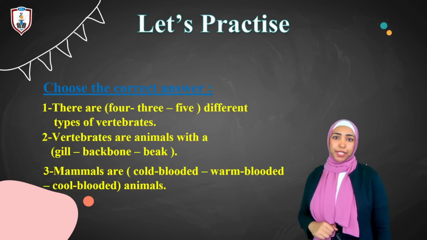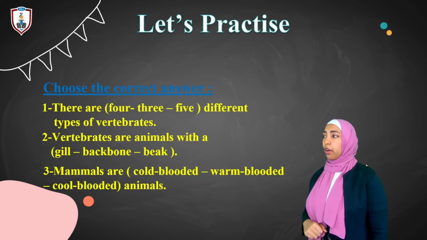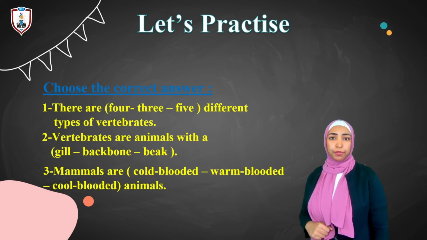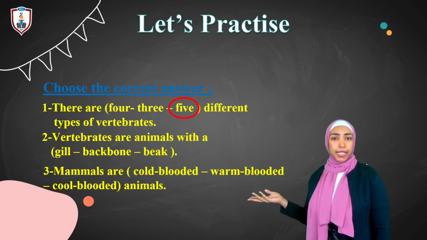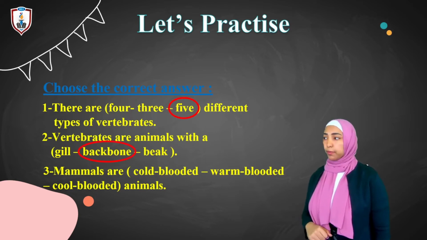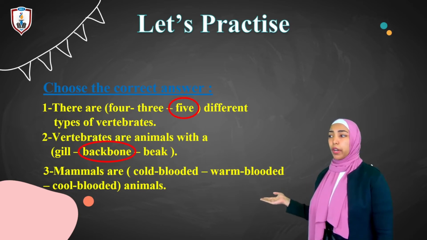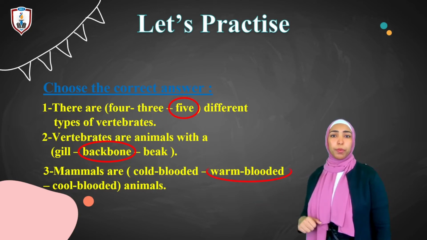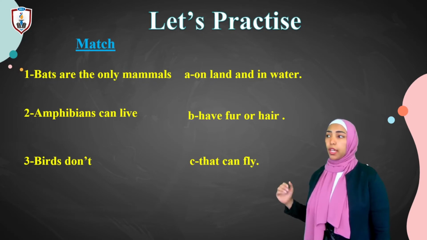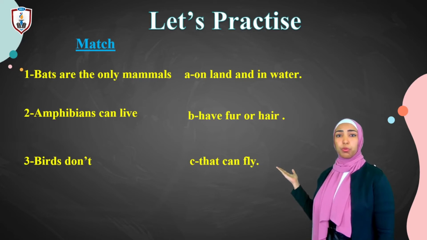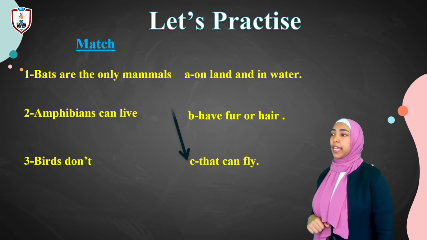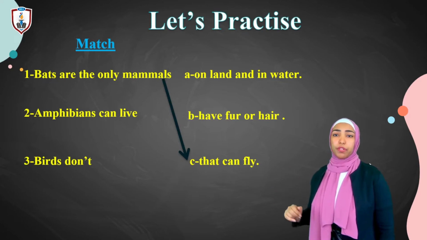And now let's practice some questions. Number 1, there are different types of vertebrates. How many vertebrates do we have? Excellent, there are only 5. Vertebrates are animals with backbones or skeleton. Number 3, mammals are, good job, warm-blooded animals. And now let's match. Bats are the only mammals. We will match it with which one? Excellent, that can fly. The only mammals that can fly.